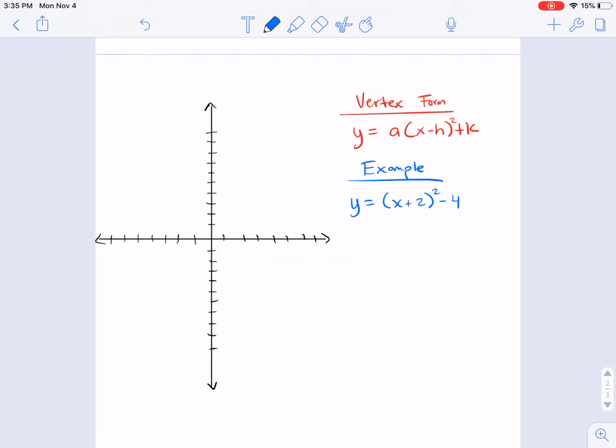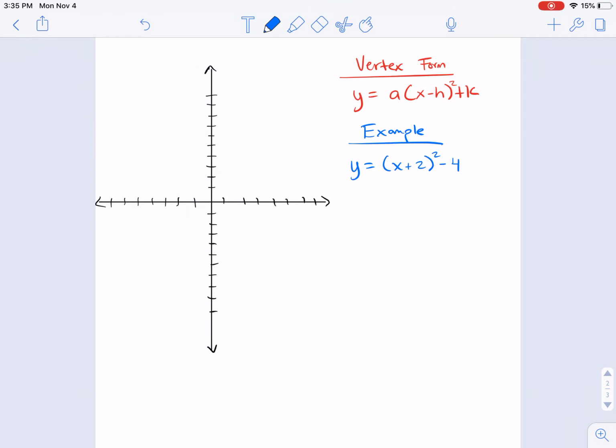All right, guys, today we're going to take a look at quadratic equations when they're in vertex form specifically. Vertex form, I've got it up here in red in the upper right corner. It focuses on identifying the vertex simply by looking at the equation itself.